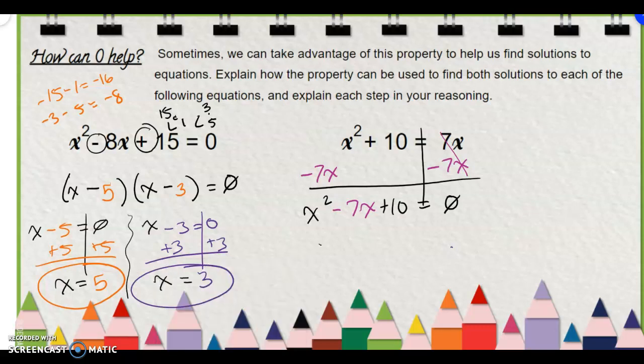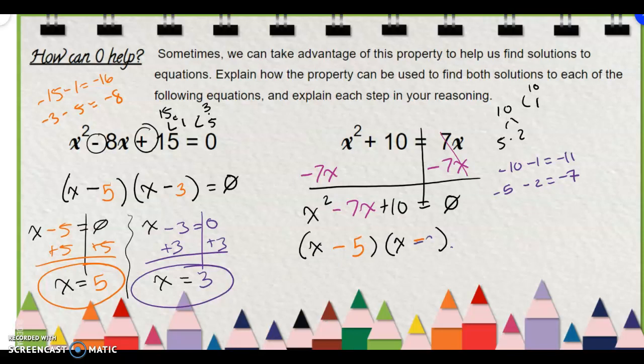Now I can factor it first. So if I factor this, I know the factors of 10 are 5 and 2, 10 and 1, and that's it. I can see that it's a positive 10 and there's a negative 7, meaning my numbers need to be negatives. So let's see. Negative 10 minus 1 would give me a negative 11. Negative 5 and a negative 2, hey, would give me that negative 7. So I have negative 5 and negative 2.